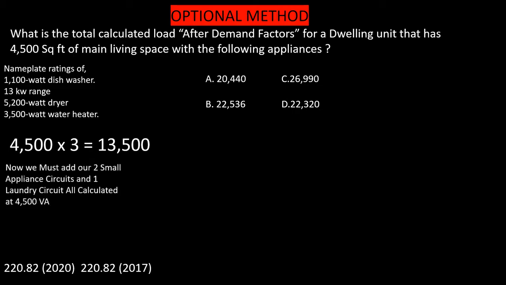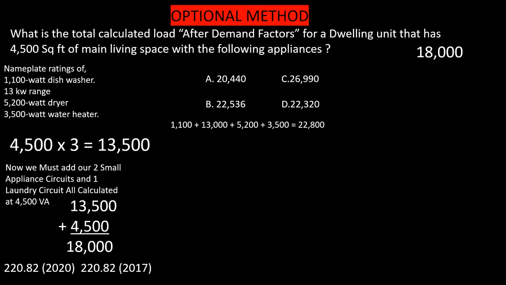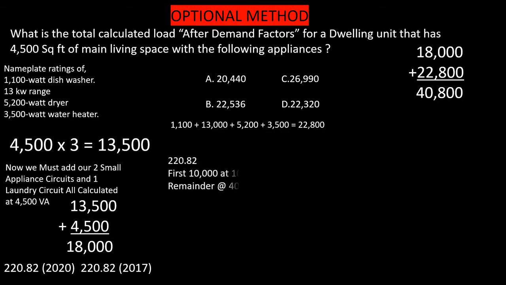Then we're going to add to that our 2 small appliance and 1 laundry circuit at 4,500 VAs. We're going to add that all together, and then we're going to start a larger math problem over here to the side. Now we're going to take all of our appliances and total them together. So we take 1,100 plus 13,000 plus 5,200 plus 3,500, and that's going to give us a total of 22,800. We're going to add that to the side. Now we need to add those two together. That's going to give us 40,800.